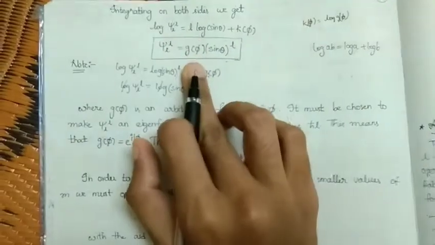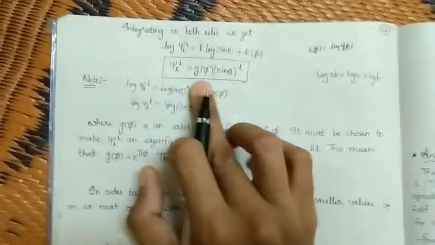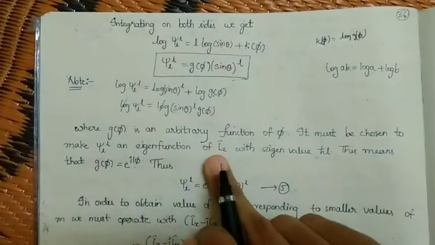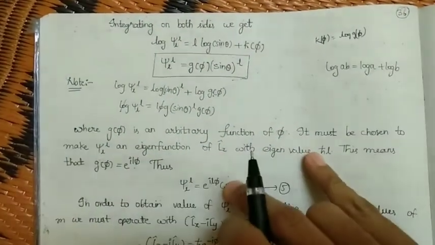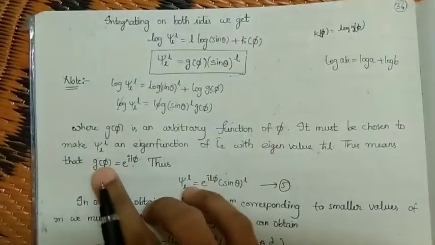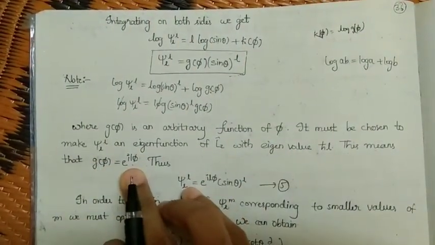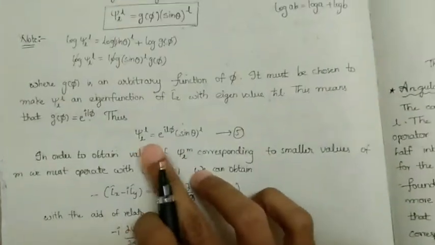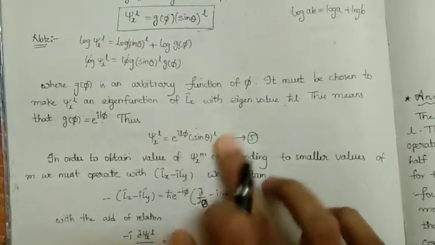What could be the value, the form of g of phi, such that this wave function is an eigenfunction of the Lz operator with eigenvalue l h cut? In such a manner we need to design this g of phi. So this means that g of phi is equal to e power i l phi. So g of phi is nothing but e power i l phi. This is the only possible case.